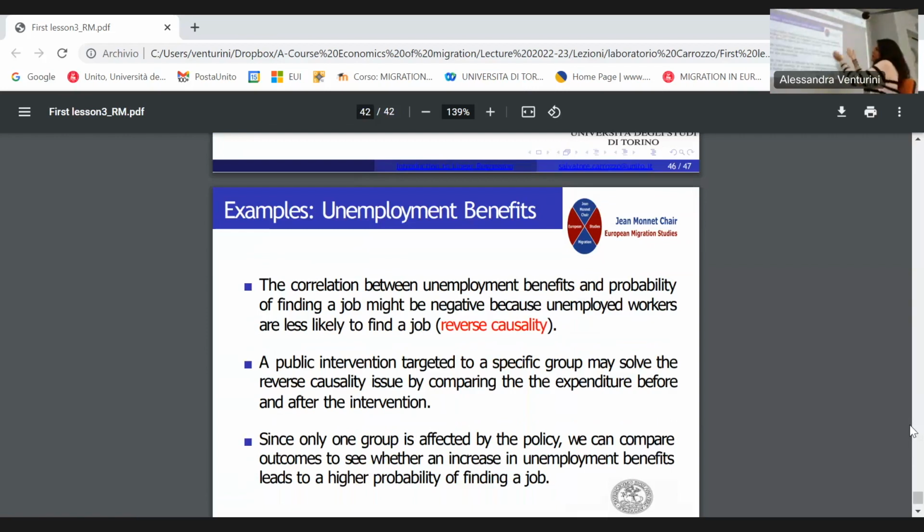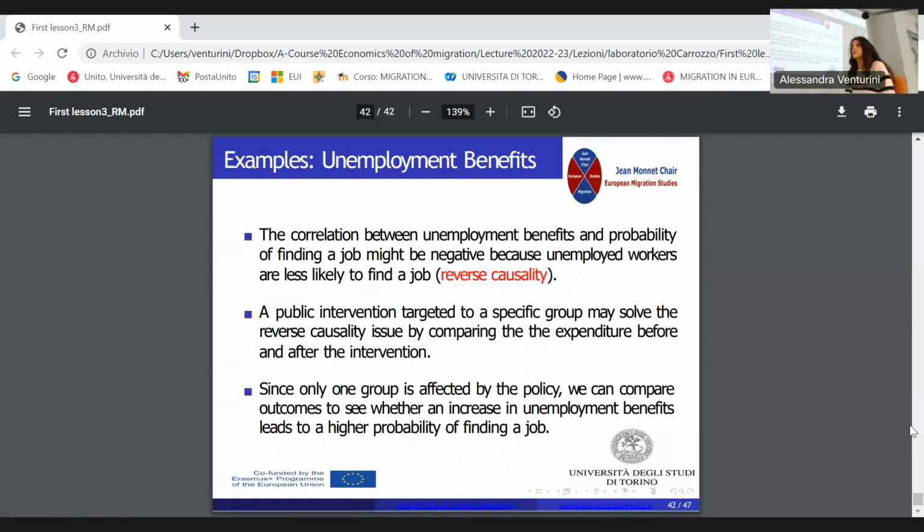And then you can decide to run a more complex analysis, regression. Okay, even in this case, since only one group is affected by the policy, we can compare outcomes to see whether an increase in unemployment benefits leads to higher probability of finding a job.